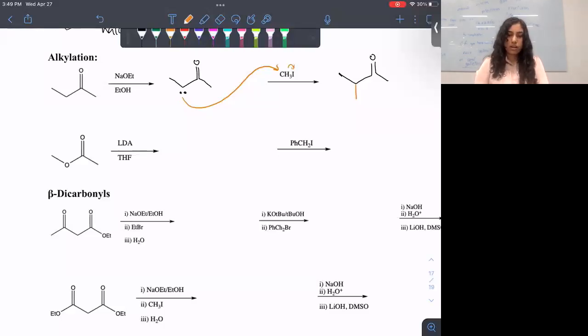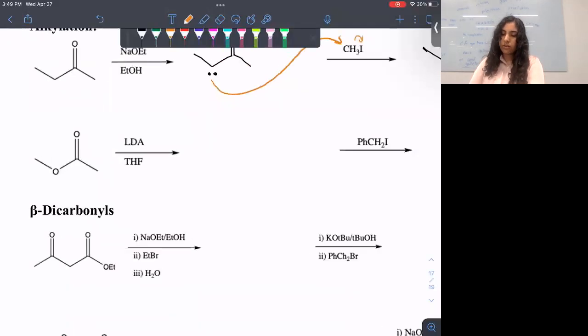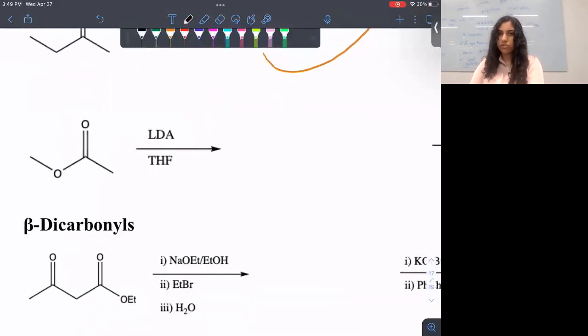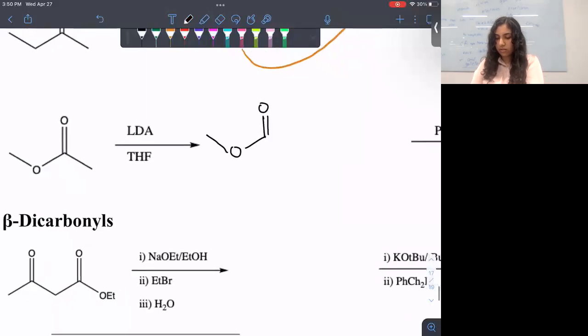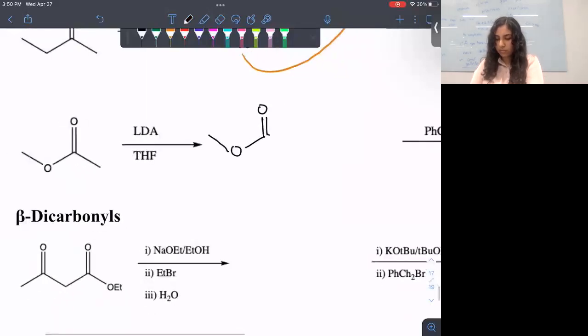So now I give you LDA and this benzyl iodide. LDA I know is a base, so it's just going to go ahead and deprotonate. There's only one alpha carbon with free hydrogens on it, so there's only one option to deprotonate on. So I'm going to make the enol.